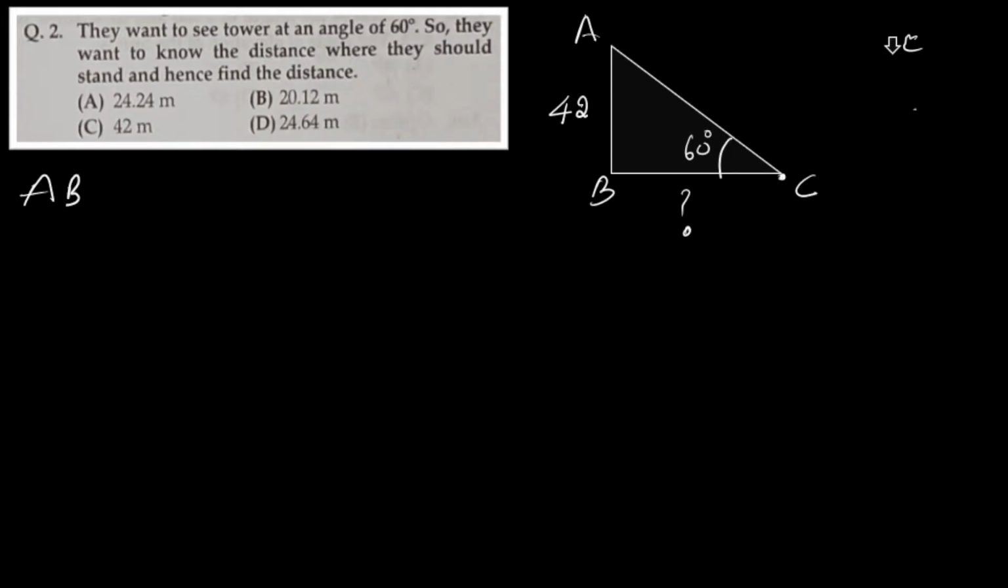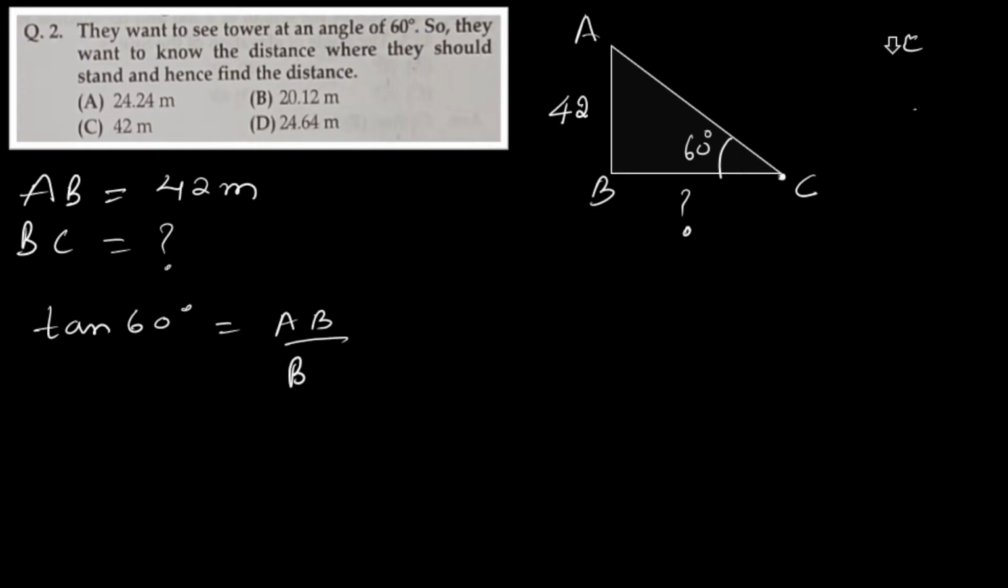AB is given to us from the first question itself, because it's the height of the monument. AB is equal to 42 meters. BC they have to find, because they want to figure out at what distance away from the tower they should stand so that the angle of elevation is 60 degrees. The angle is given to us, so base and perpendicular are involved. So we have to use tan theta. Tan 60 is equal to AB by BC. Tan 60's value is root 3.